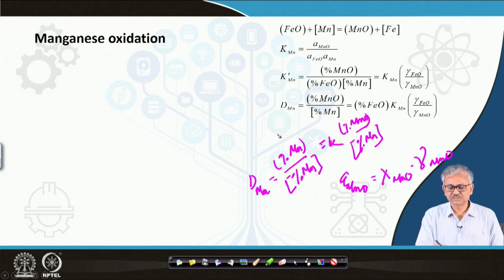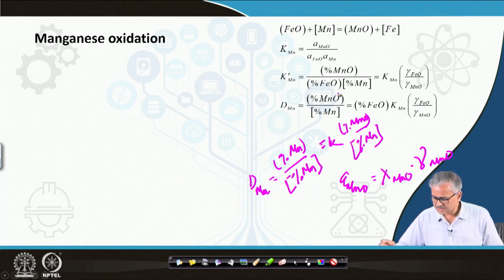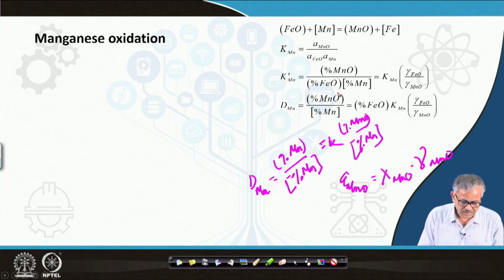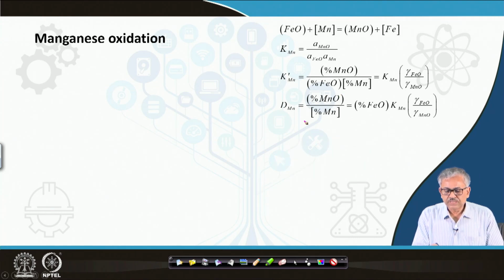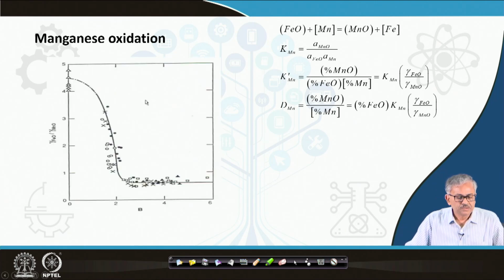Okay. So, this is the way dMn you can write in terms of the percentage of MnO in the slag divided by percentage of Mn in the metal, or percentage of Mn in the slag by this. This is a constant, only a factor of constant. Okay. So, that is called the partition coefficient, and then partition coefficient you can simply correlate with the percentage of FeO into Kmn and gamma FeO by gamma MnO. Okay. So, that is the thing. So, now you can find that partition coefficient depends on this gamma FeO by gamma MnO ratio.